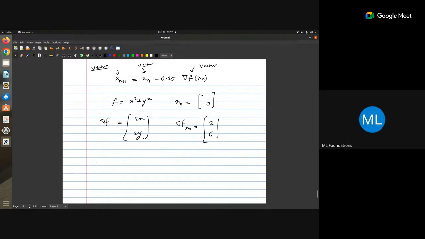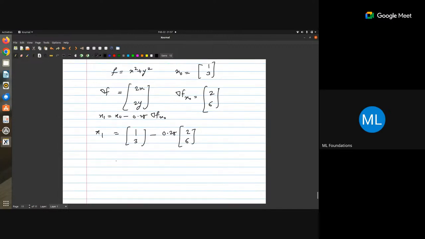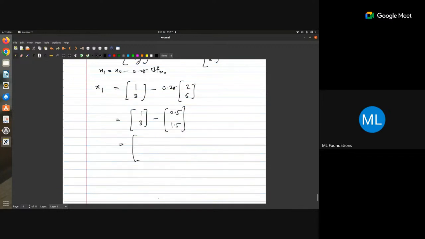Okay, so let's say x(n+1). What is xn? x0, right? So I'll say n is equal to 0. So x1 is equal to x0 minus 0.25 times the gradient at x0. So x0 is (1, 3) minus 0.25 times this gradient, which is (2, 6), right? So here you see (1, 3) minus how much is it? 0.5 and 1.5. So x1 will be (0.5, 1.5). This is x1.